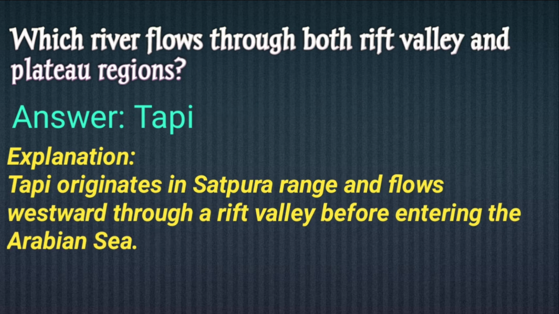Which river flows through both Rift Valley and Plateau regions? Answer: Tapi. Explanation: Tapi originates in Sagpura Range and flows westward through a rift valley before entering the Arabian Sea.